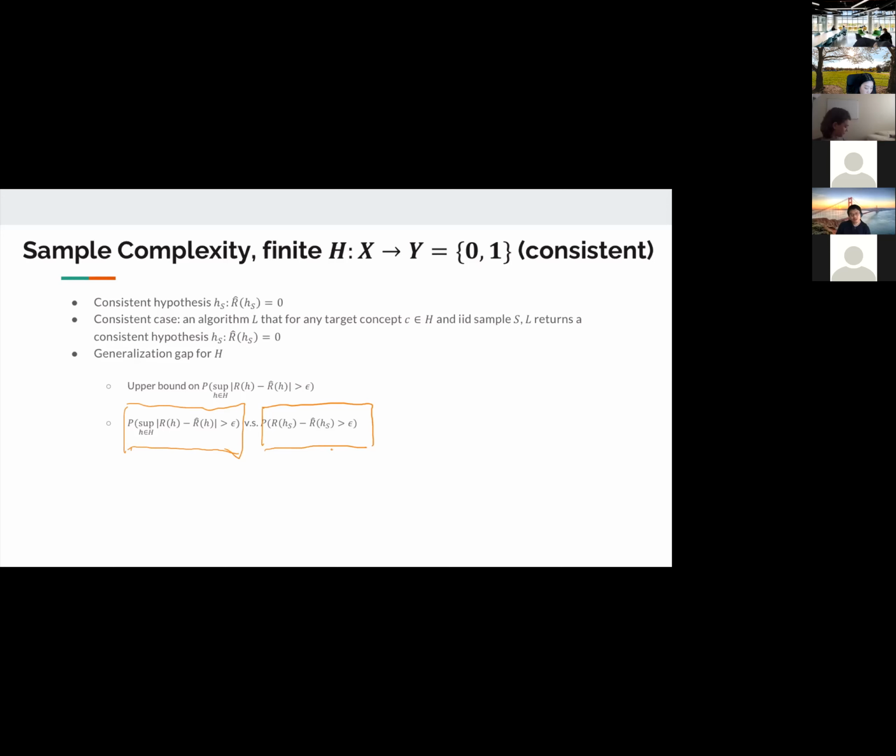So this h is any h. It could be any h within capital H. It doesn't have to depend on the sample. It doesn't have to be generated from the sample. It doesn't have to be related to a sample and an algorithm. Whereas h of S has to be related to the sample and the algorithm that is generating the h using the sample. Okay? So you can see the difference here.